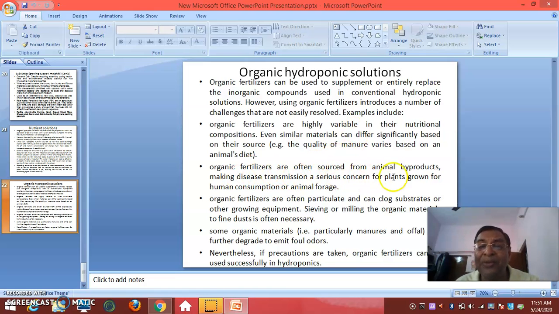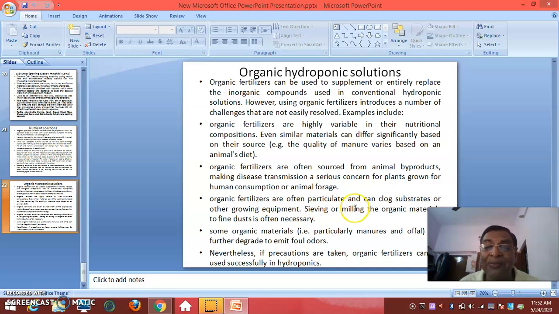Organic fertilizers are often sourced from animal byproducts, making disease transmission a serious concern for plant growth, for human consumption, or animal forage. Even the disease transmission is a problem when you are taking from animal excreta. Because it's a very controlled environment, if a little bit of virus or bacteria affects the plants, then that is a big problem.